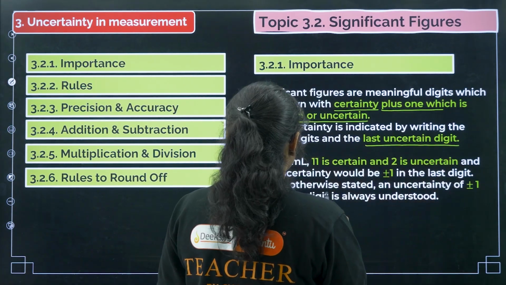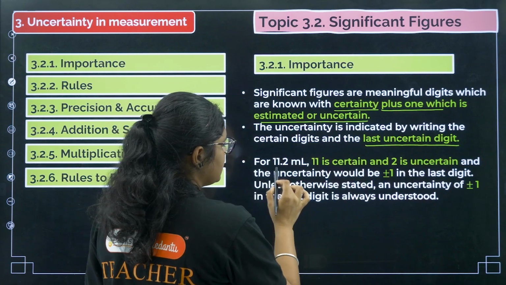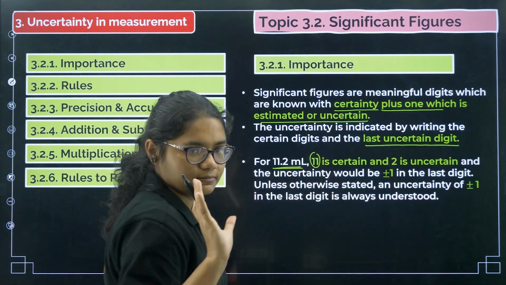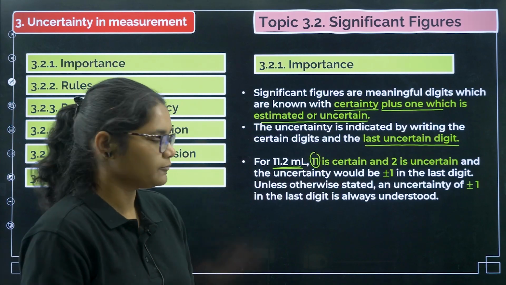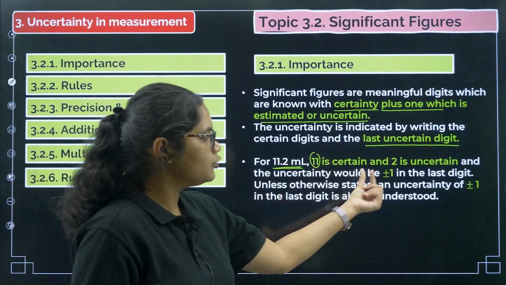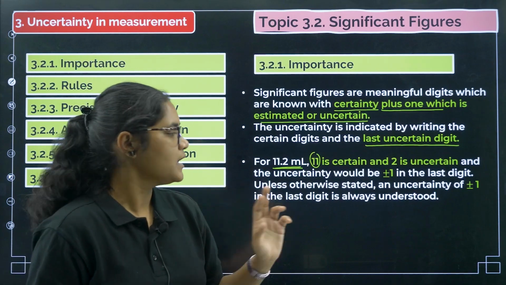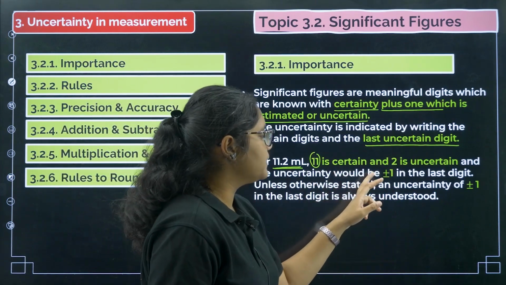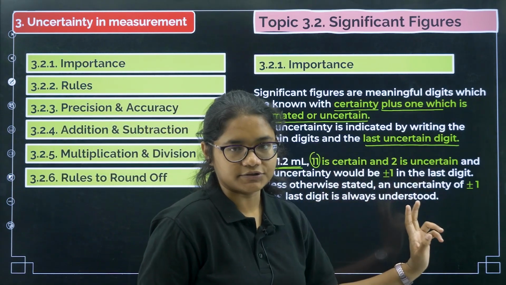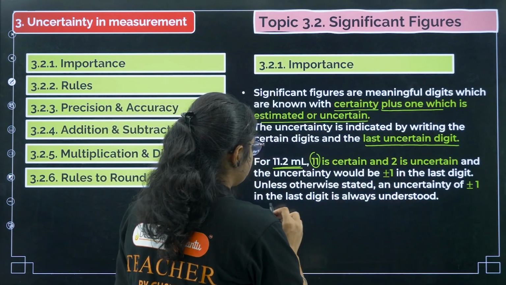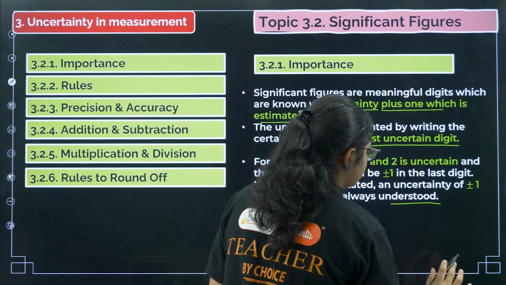Okay, so for example, here I have 11.2 ml. In this we are sure that it is 11, so it is definitely there. So 11 is certain and 2 is uncertain. It can be 0.2, 0.3, something like that. The uncertainty would be plus or minus 1 in the last digit. Unless otherwise stated, an uncertainty of plus or minus 1 in the last digit is always understood.